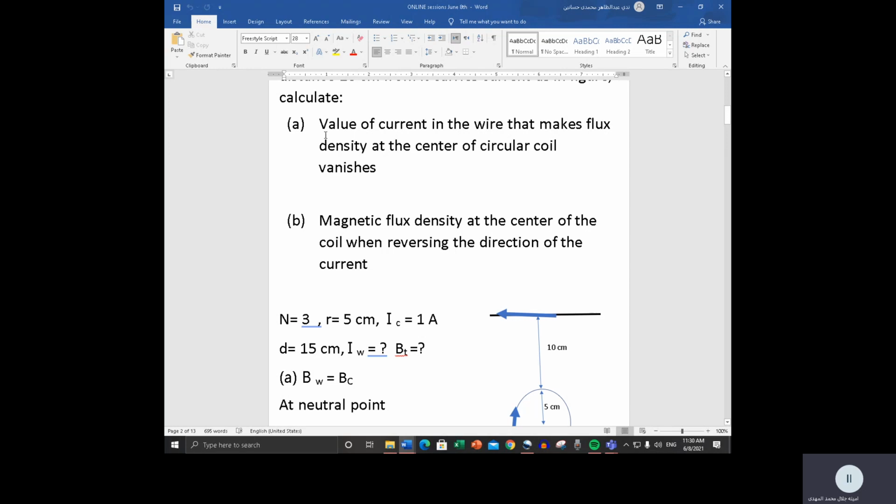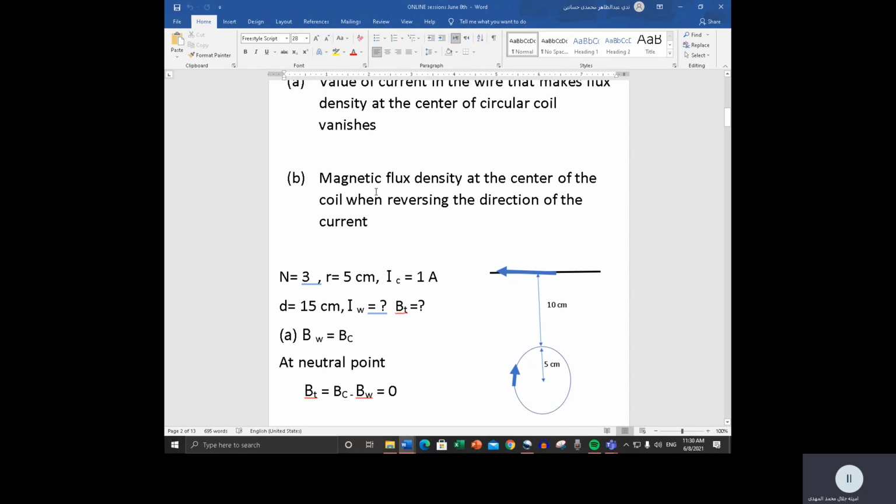He wants the calculation of the value of the current in the wire that makes the flux density at the center of the circular coil vanish. So this is the clue to answer the question. What does it mean vanishes? Vanishes means it's at the neutral point, and at the neutral point, we know that the two magnetic flux densities cancel out.